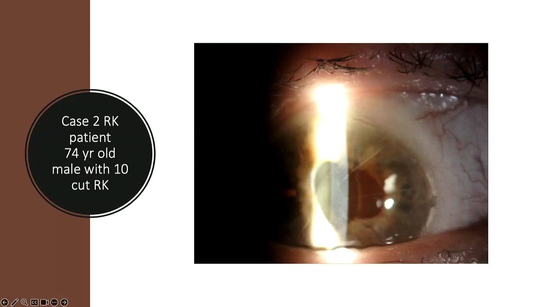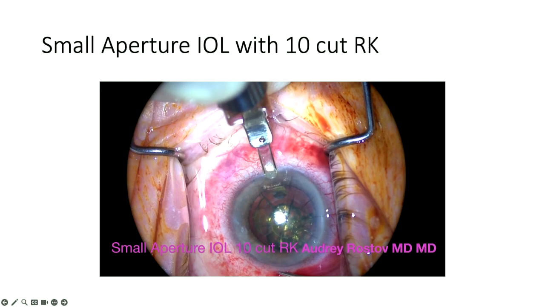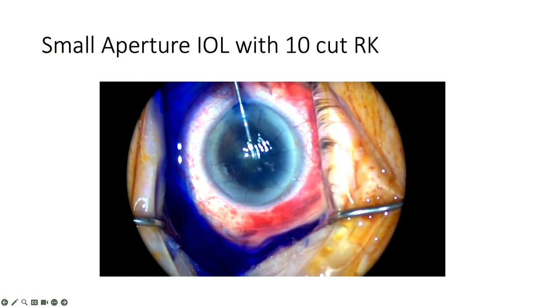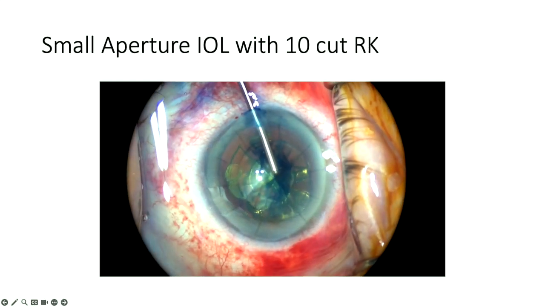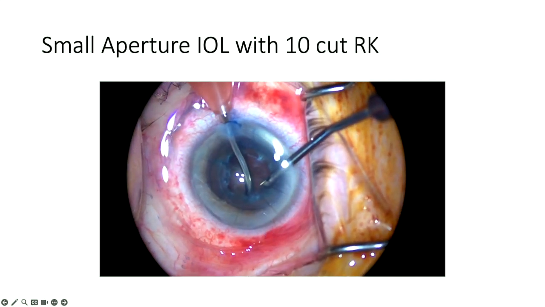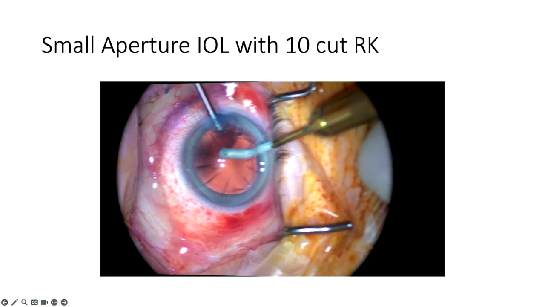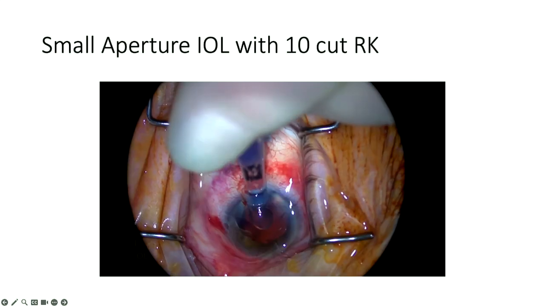Case 2, we have an RK patient, a 74-year-old gentleman with 10-cut RK this time. And here you could see the surgery. I measured and saw that I could, in fact, go ahead and get the keratome in between the incisions, and so chose to go through clear cornea. Again, I do biaxial surgery. There's the cleanup. I like what Joe suggested about doing the other IOL cartridge.